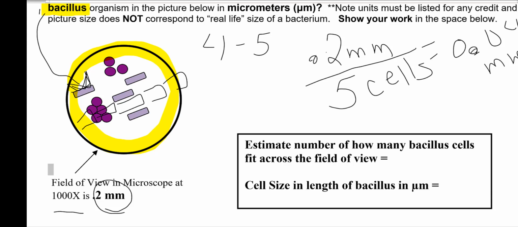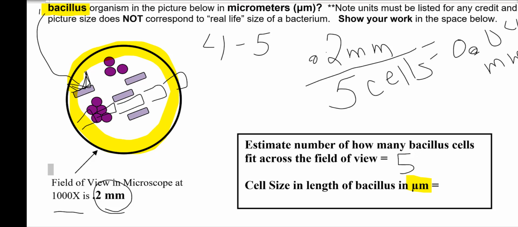So here, then I have to estimate how many cells fit across. So we said about 5. Remember, if it's the Coccus, those circles, it would be a lot more. And then for the final answer here, I now need to convert this to micrometers. So I need to go from millimeters to micrometers. So some of you are just thinking, oh no, not metrics again. The good news is in Microlab, you're almost always going from millimeter to micrometer. That's about all we do.